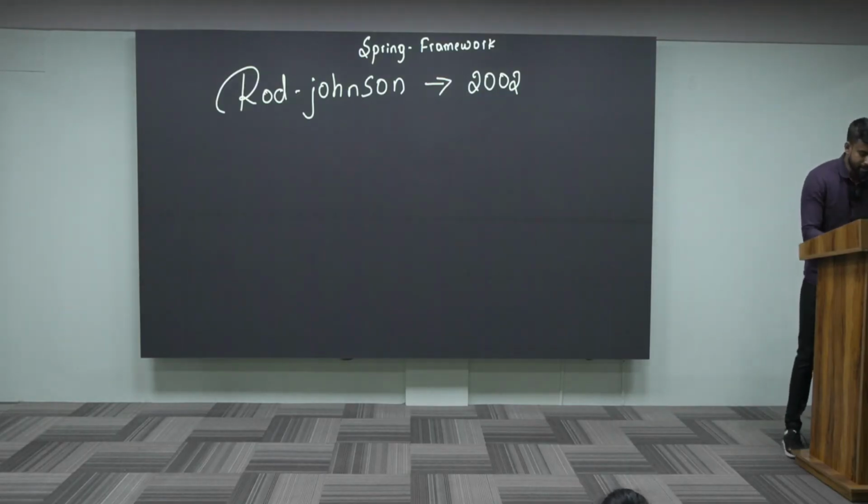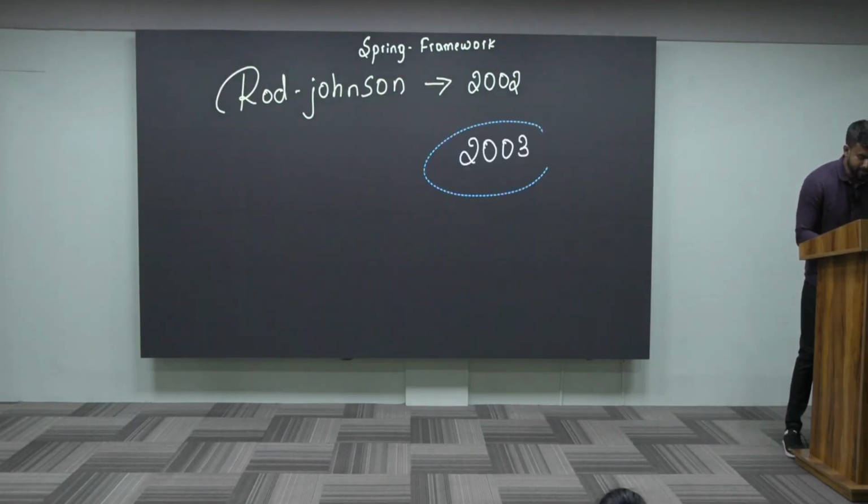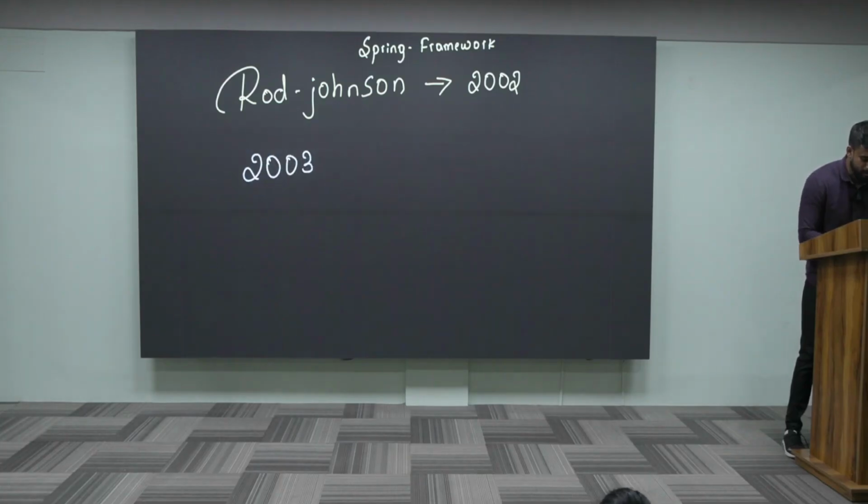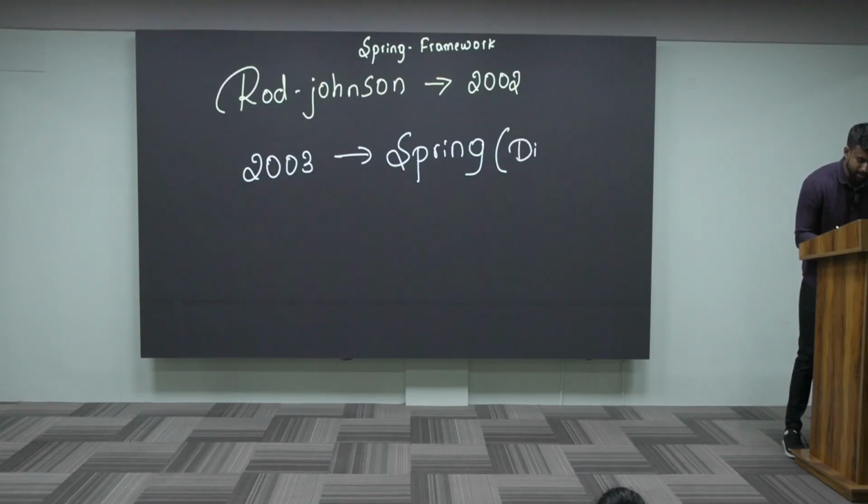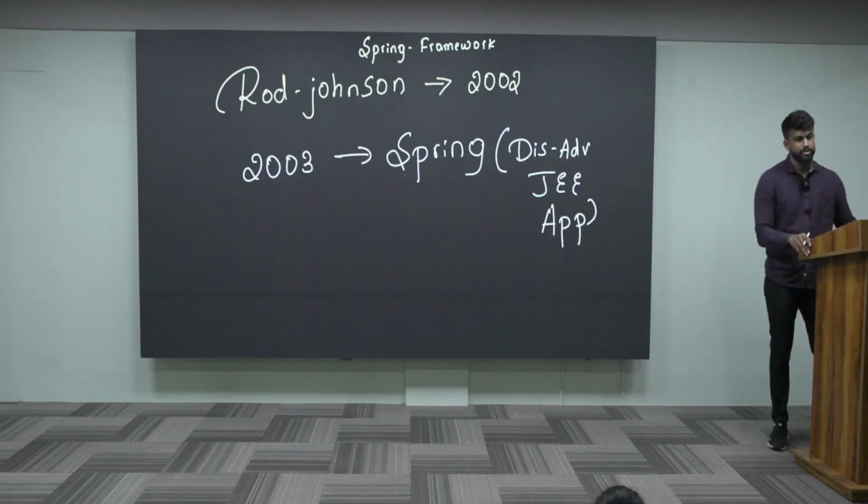Finally, the year came, and that year is 2003. In 2003, he released a framework, and that framework he gave one name. And what is that name? Spring. And the reason for Spring is to overcome all the disadvantages of your JEE application. Just to overcome that, he brought the Spring Framework.